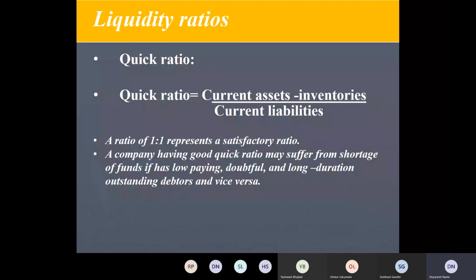Okay, so that's why we say that out of all the current assets, inventories are not coming under liquid assets, and they also have a problem of losing value. So all the other assets other than inventories, divided by the current liabilities, is called the quick ratio. A ratio of 1:1 represents a satisfactory ratio, meaning current assets minus inventories equal exactly the current liabilities. That is a satisfactory position.